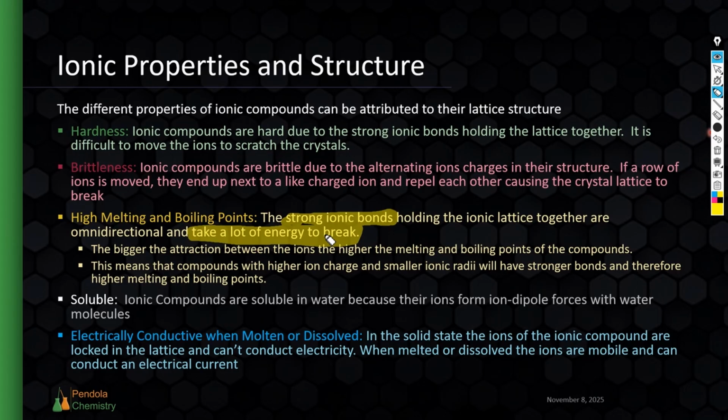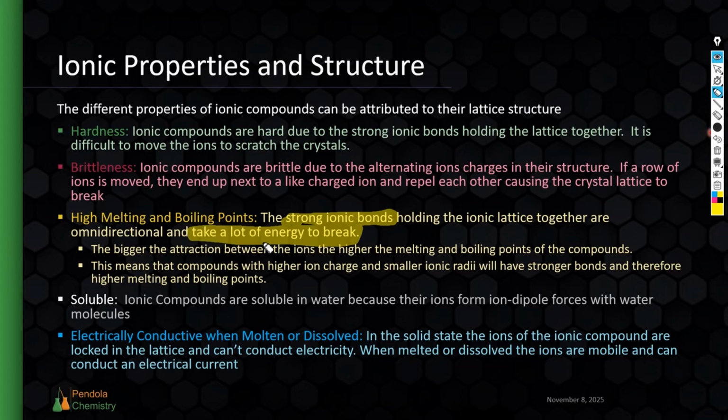And so it requires a really high temperature to break those bonds and create the liquid or gas state for an ionic compound. The bigger the attraction between the ions, the higher the melting and boiling point of the compounds is, and we talked about this in chapter 4.